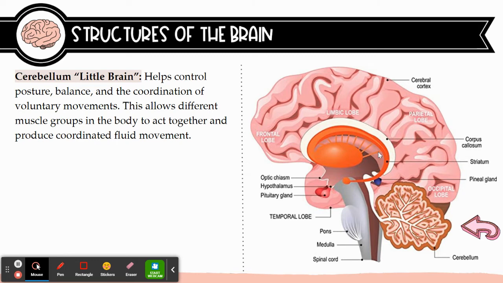Then we have the cerebellum or the little brain. The cerebellum is right at the base of your skull. What it does is it helps maintain posture, balance, and coordination. So it's allowing different muscle groups in the body to act together to produce a fluid movement.